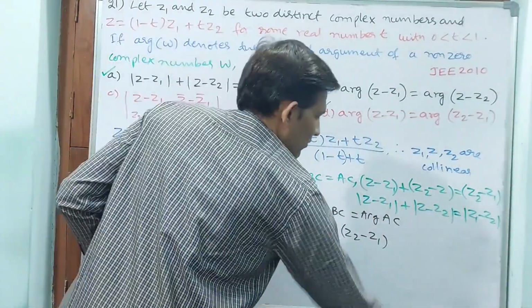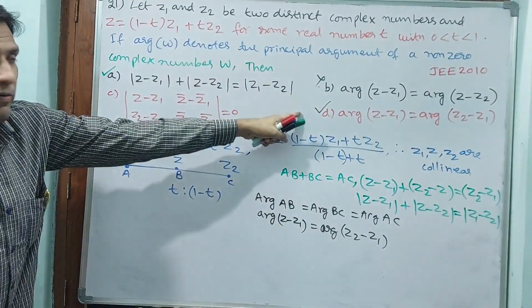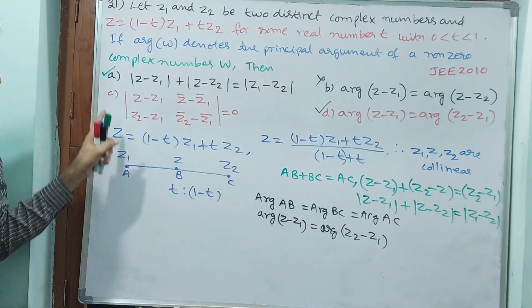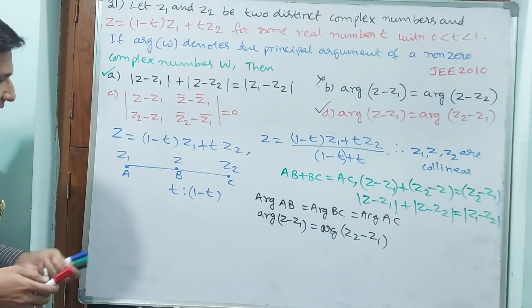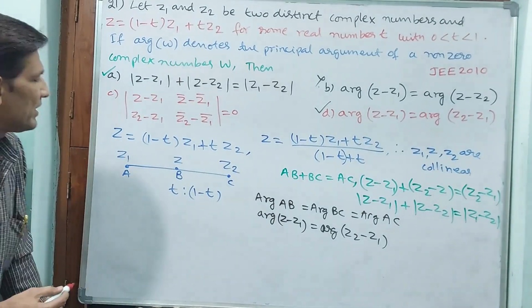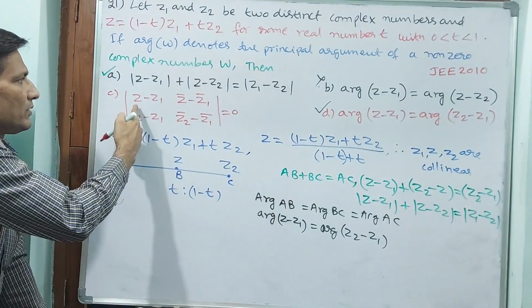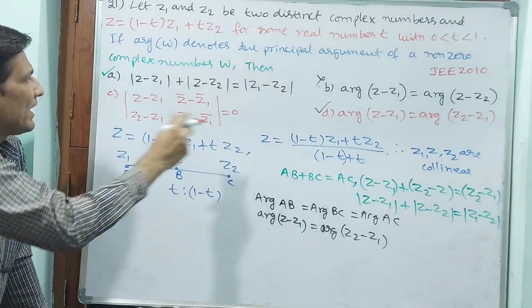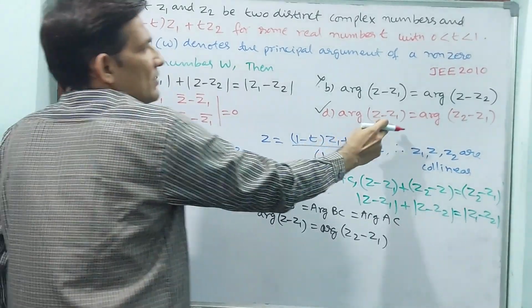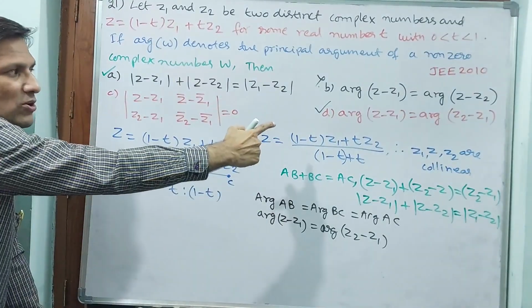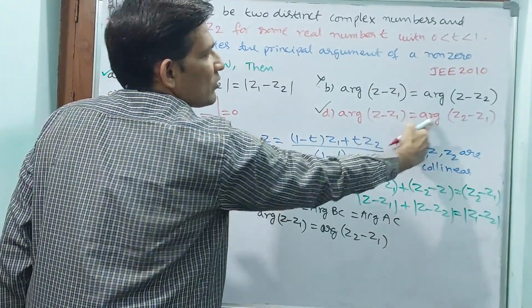Okay, now two options are over. Three options are over. That is not correct. Now come back here, because this is a good question. That is why I have taken one daily. See here. Now go back again, z2 minus z1. See this one: argument of z minus z1 is equal to argument of z2 minus z1.